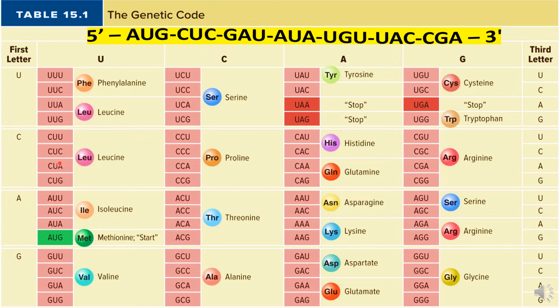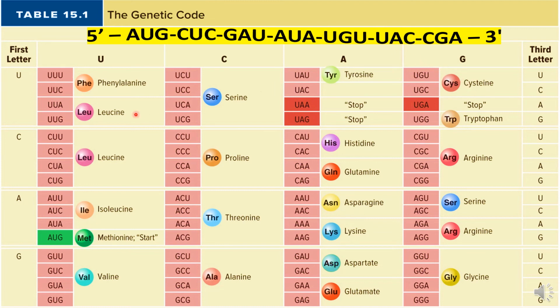CUC, you gotta look. First letter is C, second letter is U, and there's CUC right there. It codes for leucine, LEU. There's GAU, first letter is G, second letter is A, GAU, which codes for aspartate. There's AUA, first letter is A, second letter is U, right? And third letter is A. There's AUA, codes for isoleucine. UGU, here's U, second letter is G, third letter is U. Cysteine.